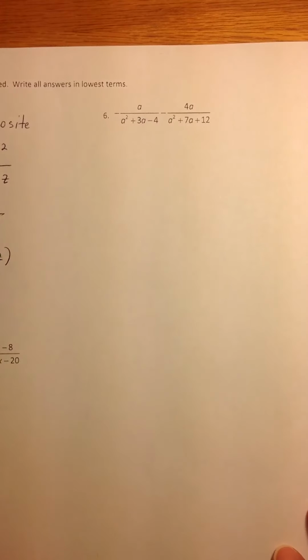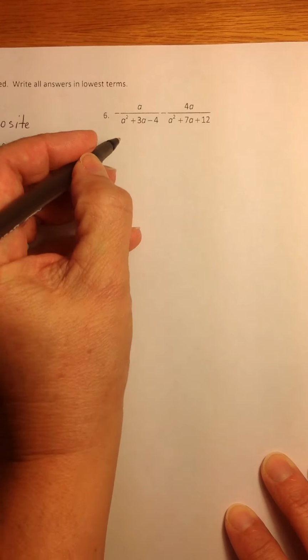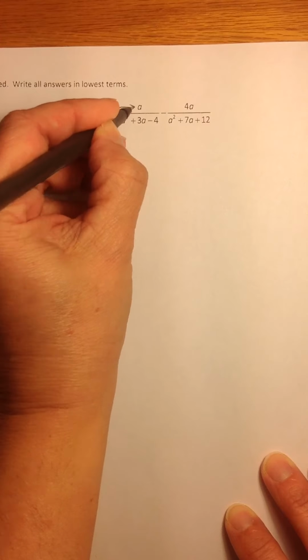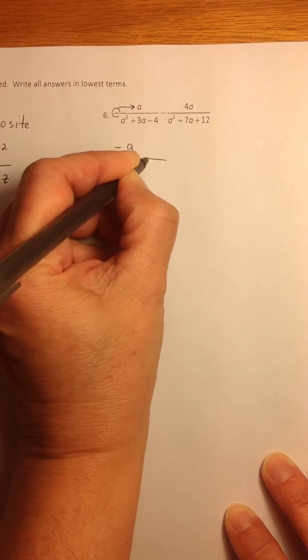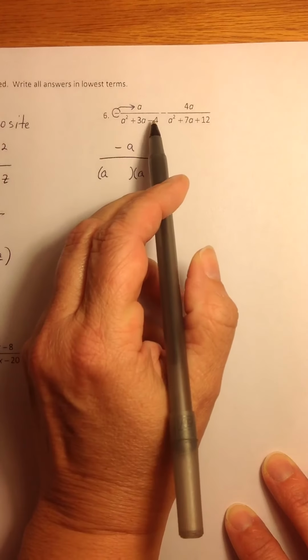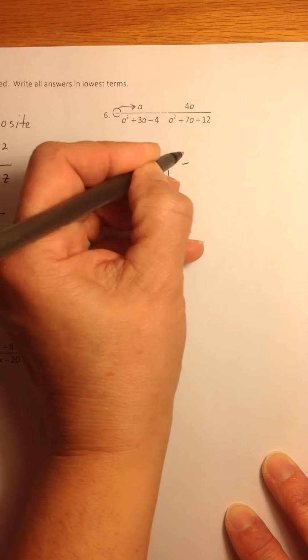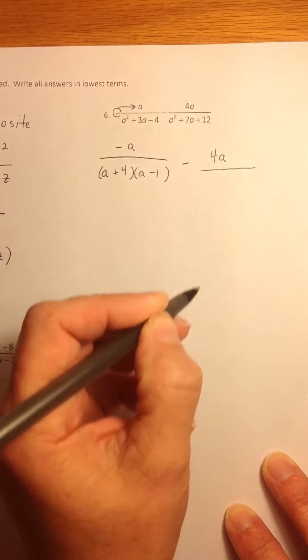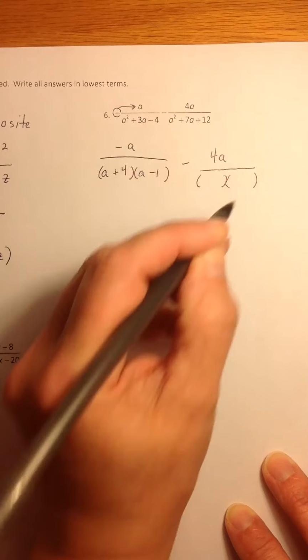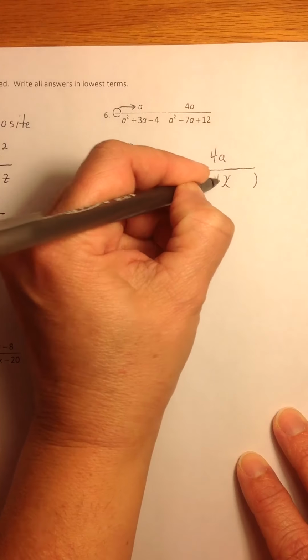Problem 6. I can look at those denominators and know right away they are not the same. The only way to make them the same is to first factor these trinomials both completely. This negative I'm also going to pull up here so I don't lose it. So I'm going to write negative a over. I'm going to factor this out. So I want to find a way to multiply to 4 and get back to 3. So I'm going to do plus 4 minus 1 minus 4a over. I'm going to factor the second trinomial. So I want to multiply to 12 and get to 7. So I'm going to use a plus 4, a plus 3.